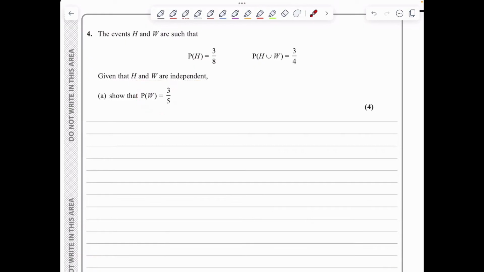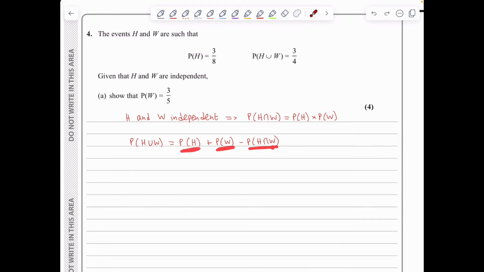If H and W are independent, then the probability of their intersection is simply the product of their individual probabilities. Additionally, we know that the probability of H union W is the probability of H plus the probability of W minus their intersection, and since they're independent, this can be written as the probability of H plus the probability of W minus the product of the two probabilities.